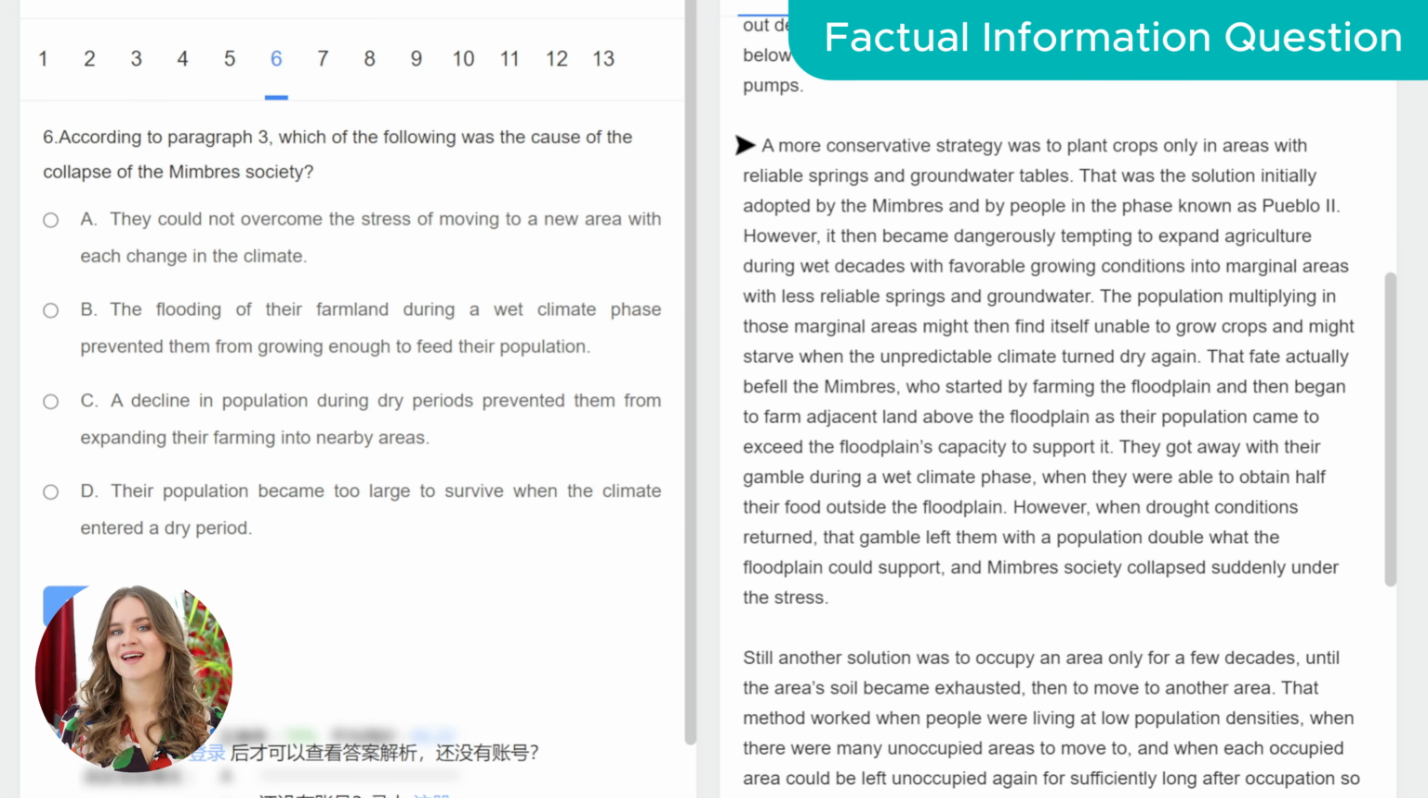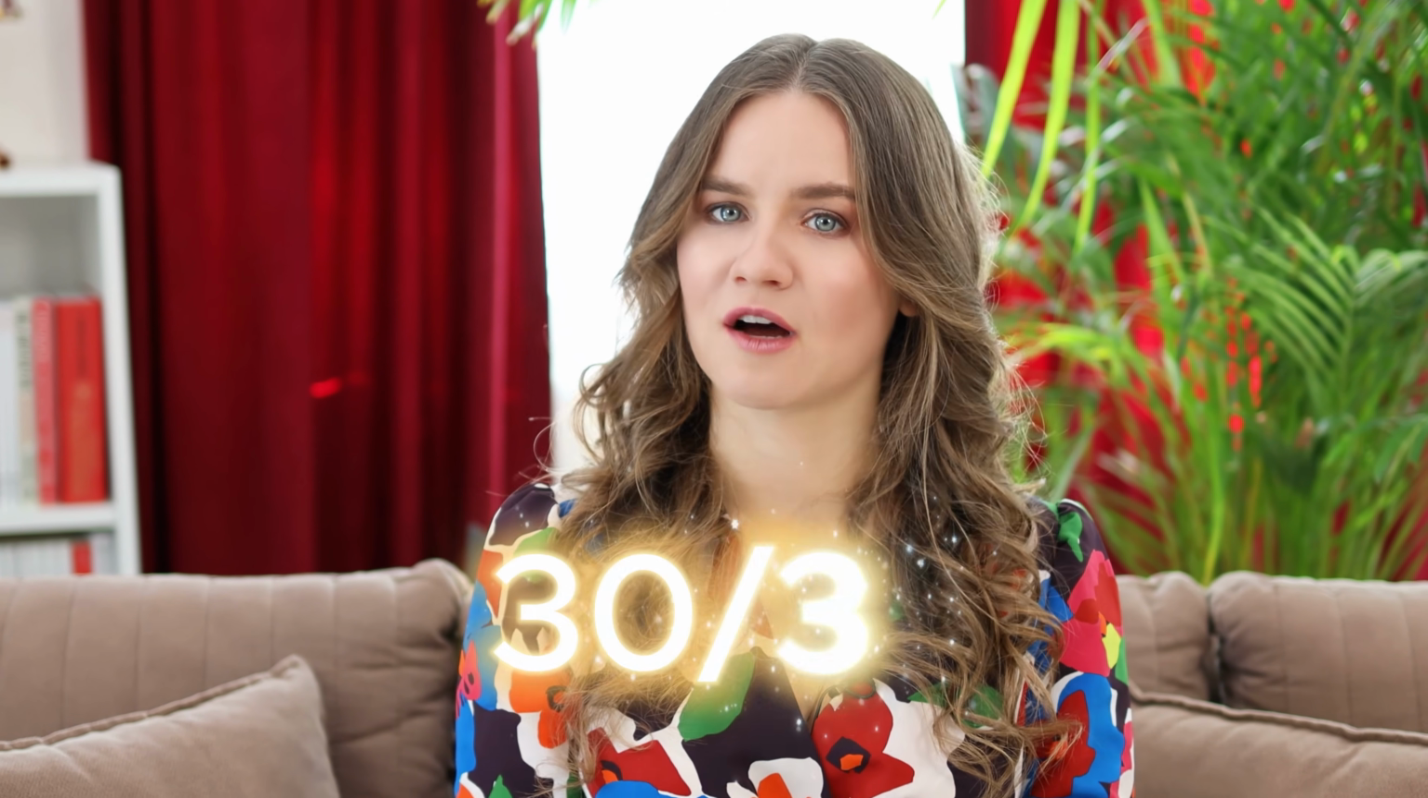As you can see, answering TOEFL reading questions isn't just about your English level. It's also largely about how well you know the strategies and how quickly you can apply and adjust them. This makes up about 60 or 70% of your success. Together with academic vocabulary and sufficient practice, that's all you need to know to score 30 out of 30.